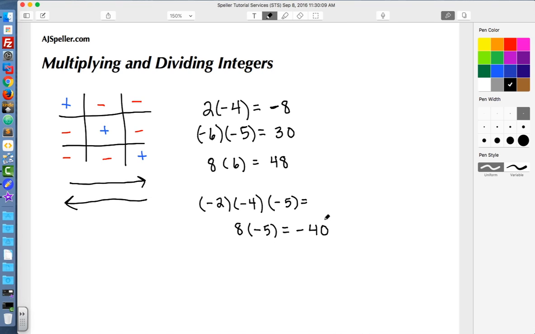So here we see how we can easily use the hashtag or tic-tac-toe symbol to decide what the sign will be when multiplying and dividing integers.